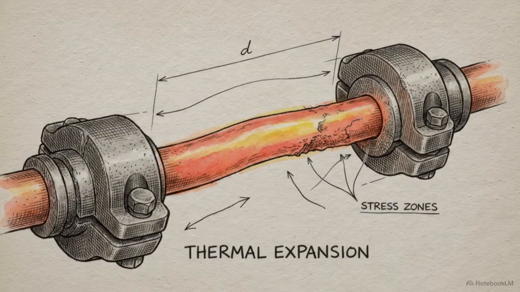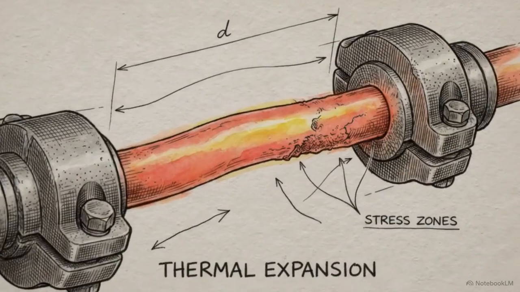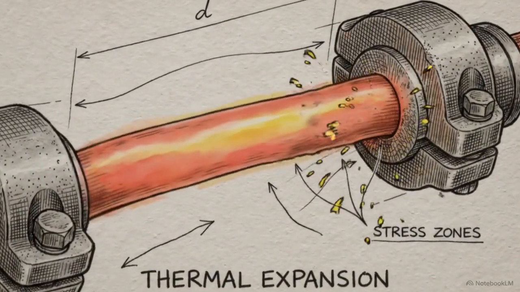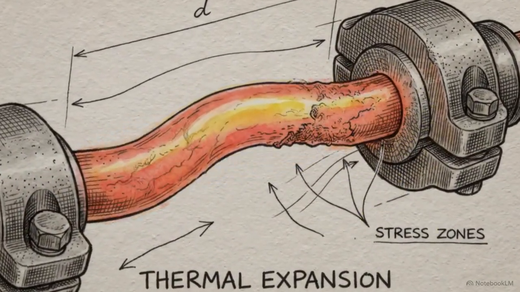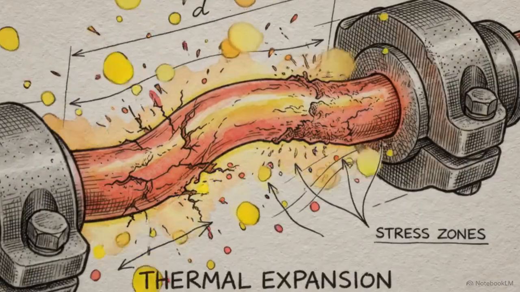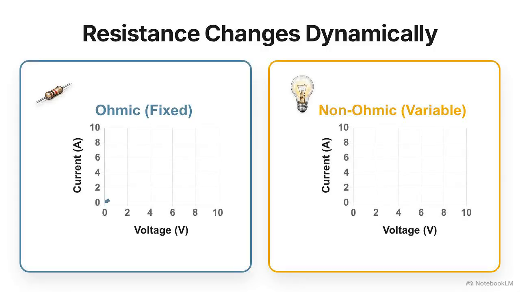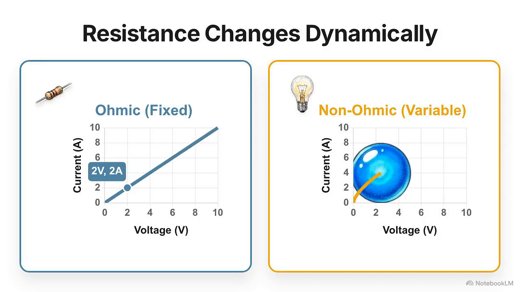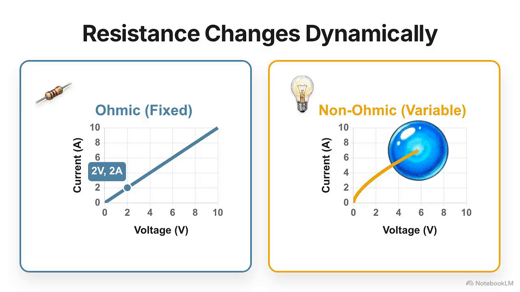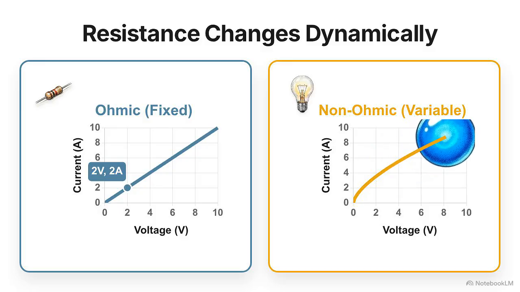However, there is a catch. Despite being called a law, Ohm's discovery is actually a highly accurate approximation that mainly applies to standard metals. On a graph, an ohmic material shows a straight line: double the voltage, and current doubles. But non-ohmic devices, like filament lamps, don't follow that rule. In these materials, resistance isn't fixed. It changes dynamically as temperature rises or voltage shifts.